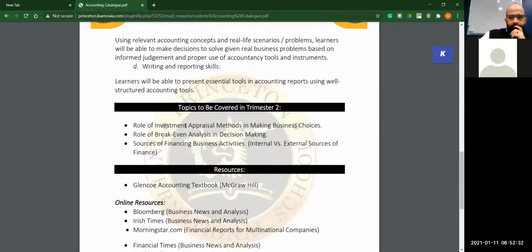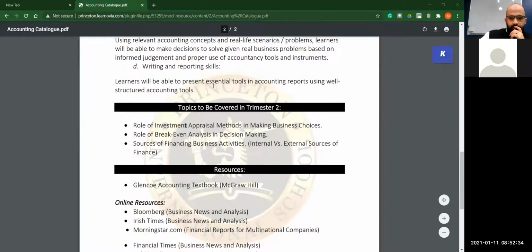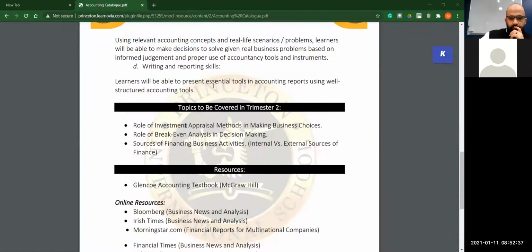Then we're moving on to a new topic, which is the break-even. So the second topic that we're going to cover is the calculation of the break-even analysis, and we want to know what is the role of the break-even analysis as a tool in decision-making.